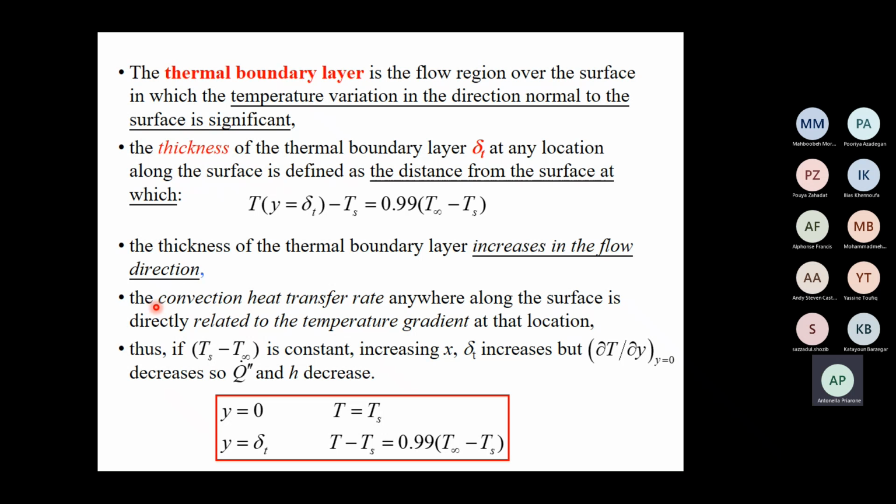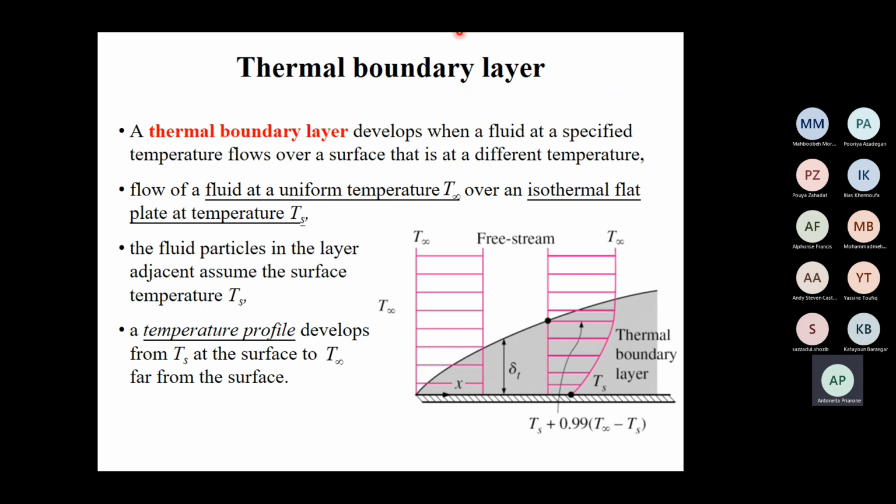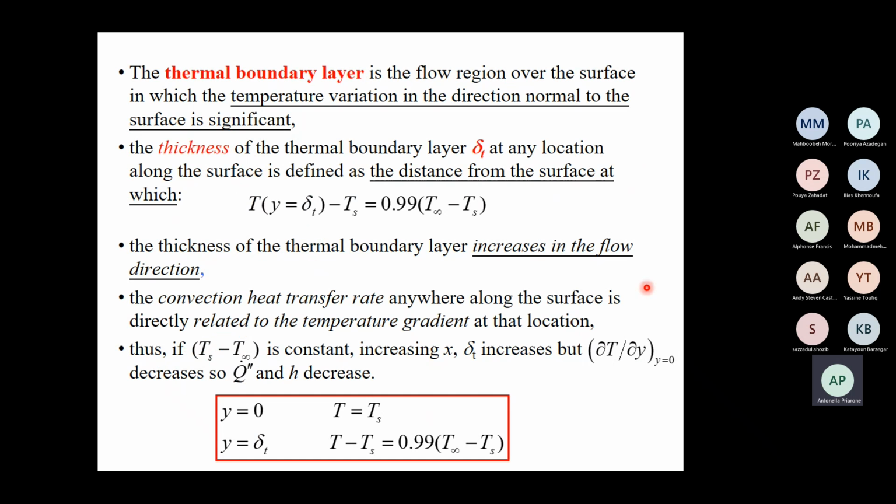We can also read the sentences before. The thickness of a thermal boundary layer increases in the flow direction. So as previously for the velocity boundary layer, if I increase x, I also increase the thickness of a thermal boundary layer. The convection transfer rate along the surface is directly related to the temperature gradient at that location.